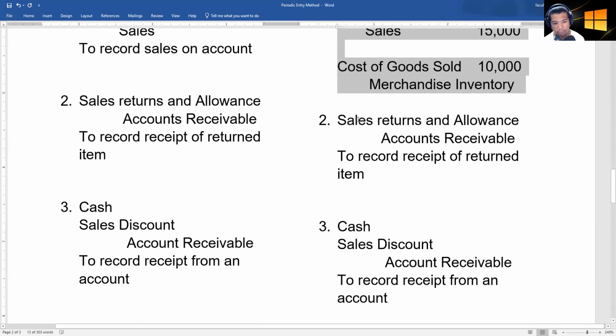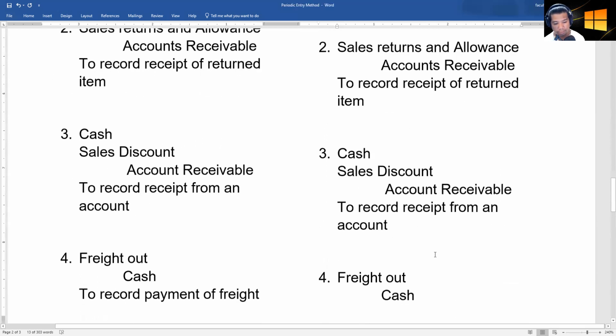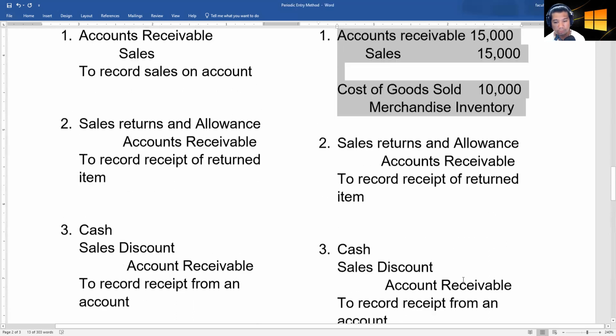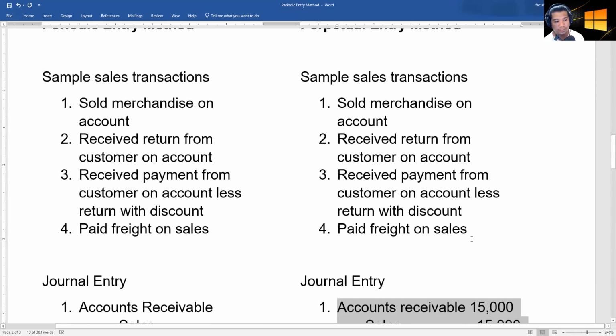As you can see, sales returns and allowances is the same, and account receivable, the same. Cash and cash discount is the same, and freight out cash, the same. So, to sum up, the difference between periodic and perpetual is only the terminologies or the accounting titles used in perpetual and in periodic. What are those? If you are in a periodic entry method, you use purchase accounts such as purchases, purchase returns and allowances, purchase discount, and freight in. Then sa sales, you use sales accounts. We have sales, sales returns and allowances, sales discount, and freight out.